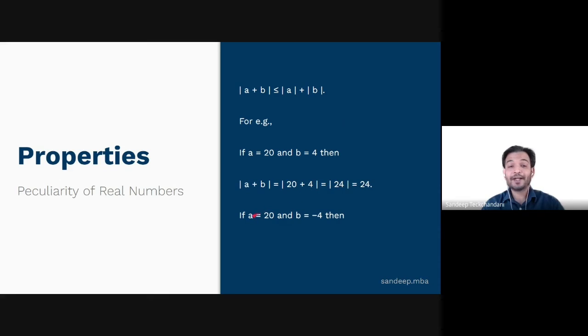But if I take the value of A is equal to 20 and the value of B is equal to minus 4, then the absolute value of A plus B is equal to the absolute value of 20 minus 4. We know that the value of 20 minus 4 is 16, and the absolute value of 16 is 16.